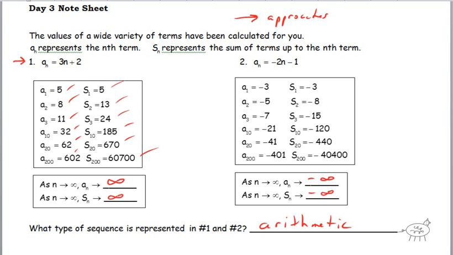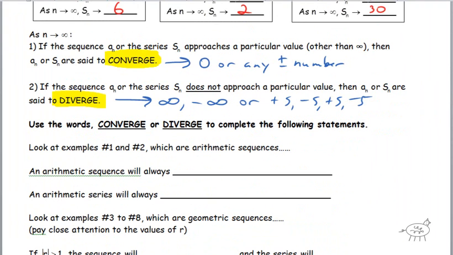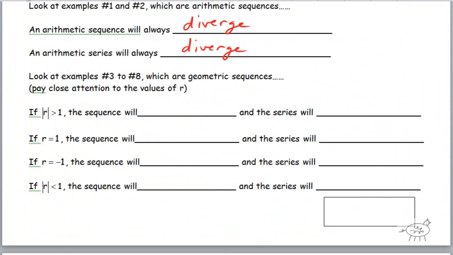So I would say that, going back to this guy right here, an arithmetic sequence will always diverge. Always, always, always. And an arithmetic series will also diverge. Okay, now math fans, what we're going to do is we're going to take a look at examples 3 through 8 that we just filled in, which are geometric series. And what we need to do is we need to pay close attention to the values of r. This is so key here. We've got to pay attention to the values of r.